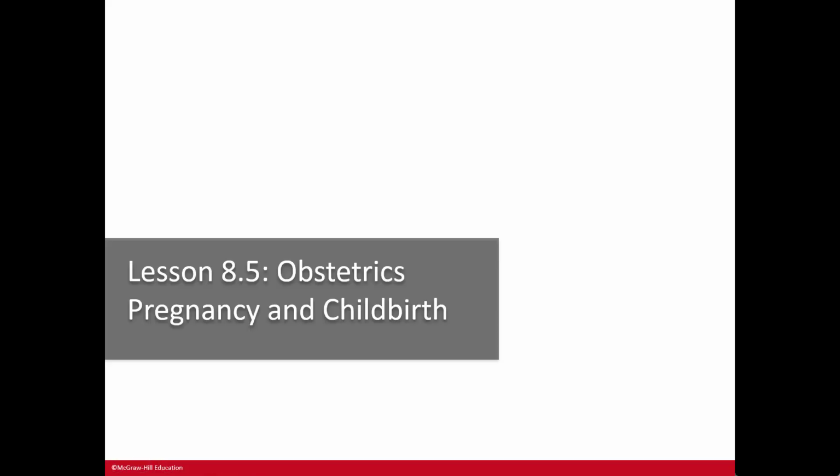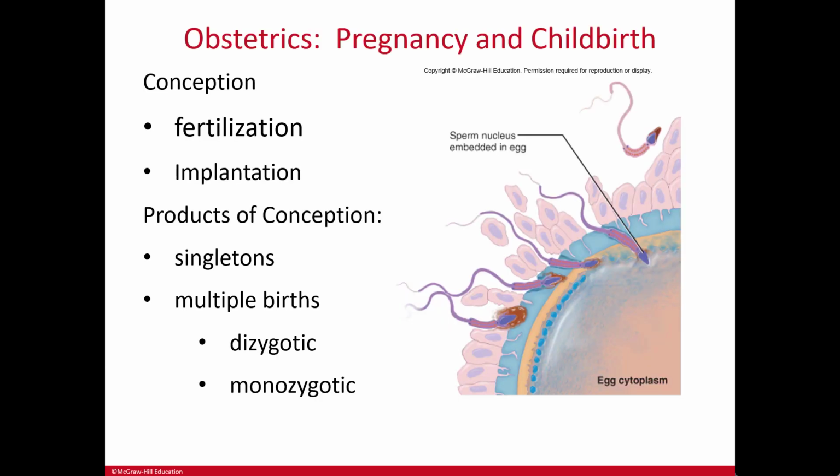We're still in the female reproductive system. This time we're going to talk about obstetrics, pregnancy, and childbirth. This is a very quick overview. We could spend a whole semester talking about this topic, but we're going to cover just this small little part of the chapter. So let's begin with conception and fertilization and implantation.